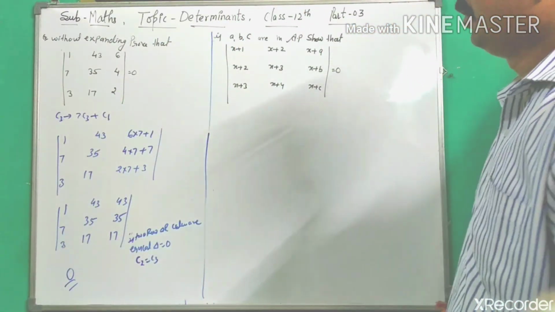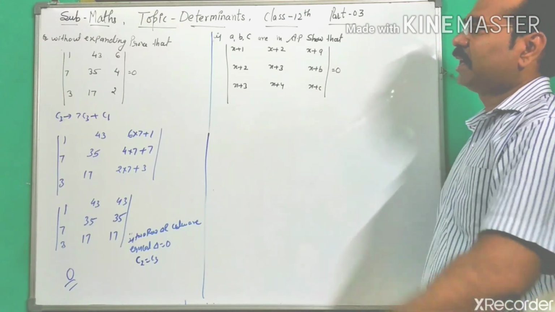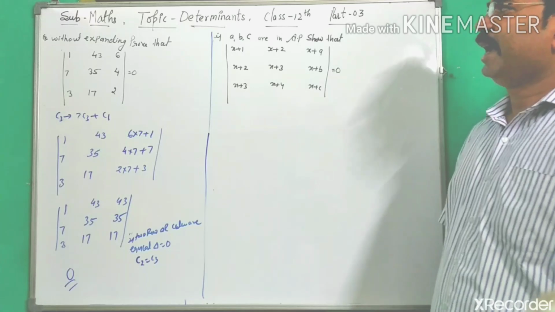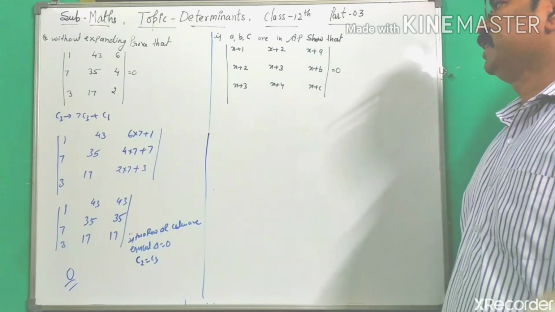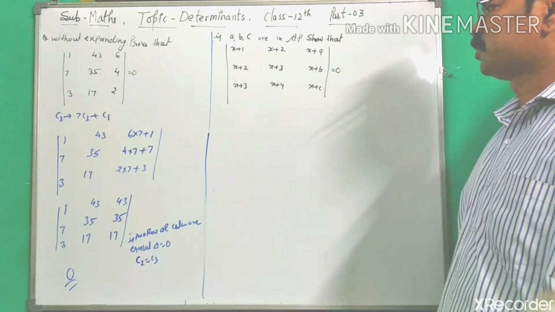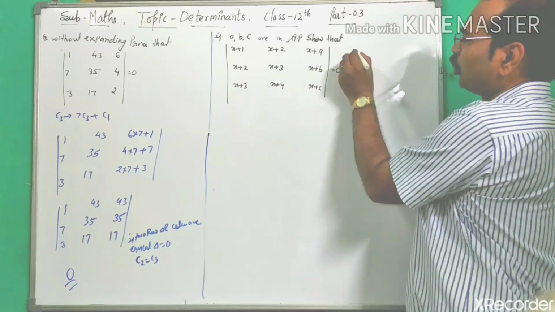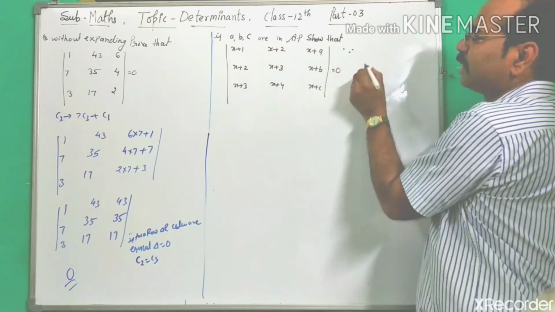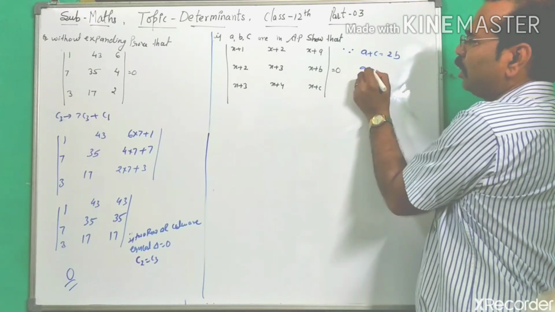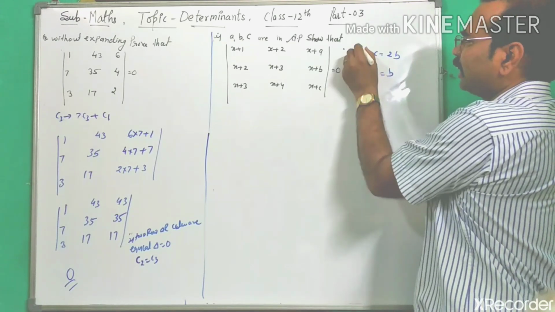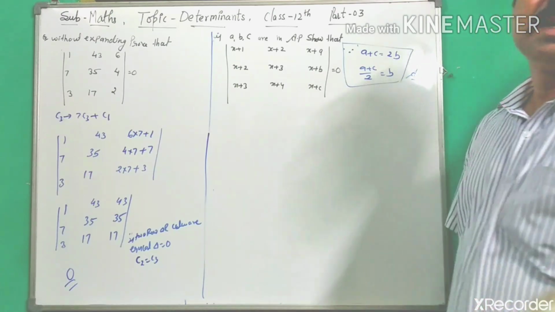Now, the next question is: it is given that a, b, c are in AP. Now you have to show that the determinant with rows x plus 1, x plus 2, x plus a; x plus 2, x plus 3, x plus b; x plus 3, x plus 4, x plus c is equal to 0. It is given that a, b, c are in AP. You know that the condition is a, b, c are in AP means a plus c is equal to 2b, or (a plus c) upon 2 is equal to b. That is the property of AP. I think you have to know that from a previous class.